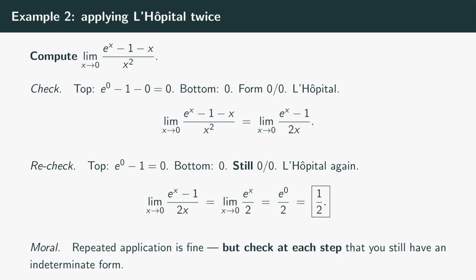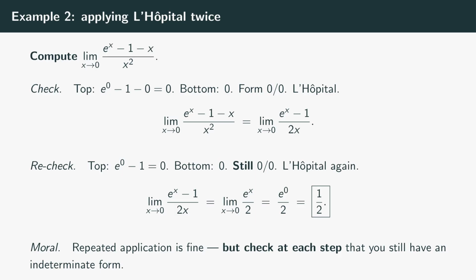Second example. The limit of e to the x minus 1 minus x all over x squared as x approaches 0. Check the form. Top, e to the 0 minus 1 minus 0, which is 1 minus 1 minus 0, which is 0. Bottom, 0 squared, which is 0. Indeterminate 0 over 0. Apply L'Hôpital.